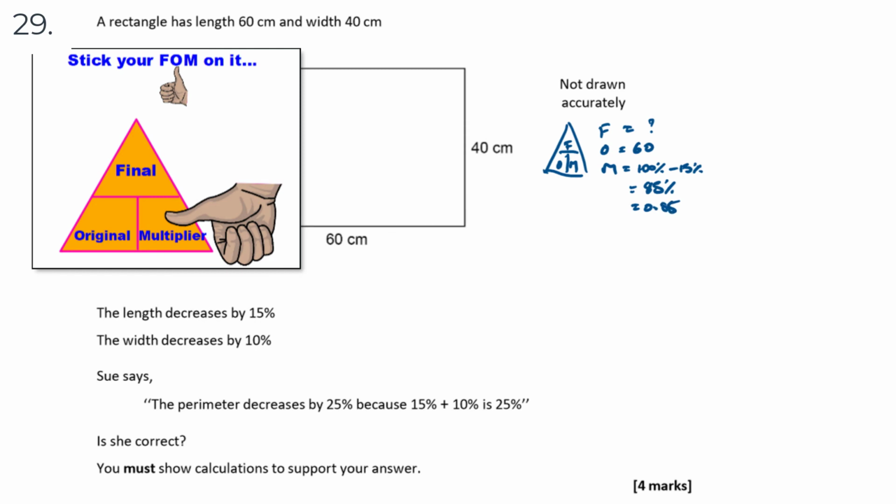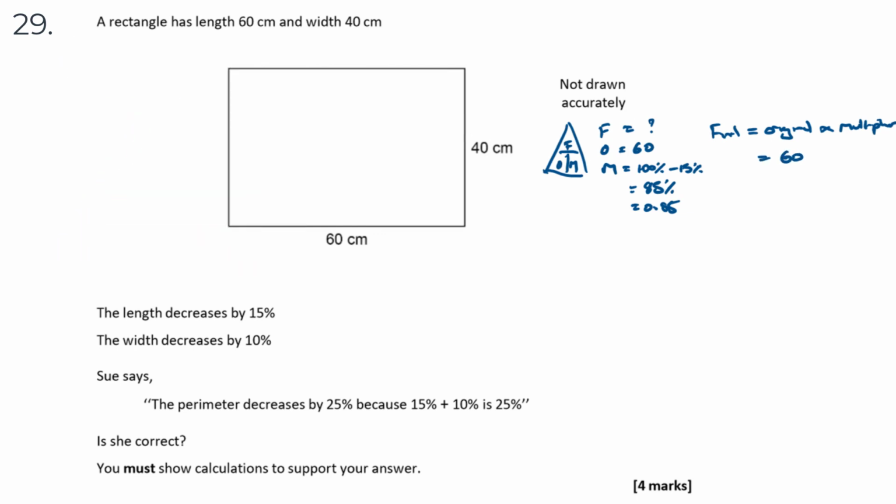Okay. So then final equals original times multiplier, which is going to be 60 times 0.85, which comes out to be 51. Okay, so my new length is 51. So then this becomes 51. And I'm going to do the same thing for my width.